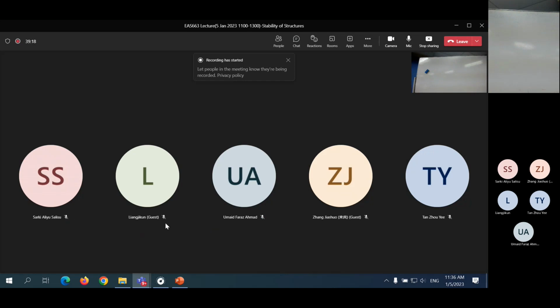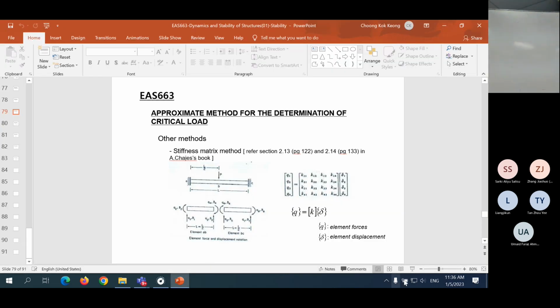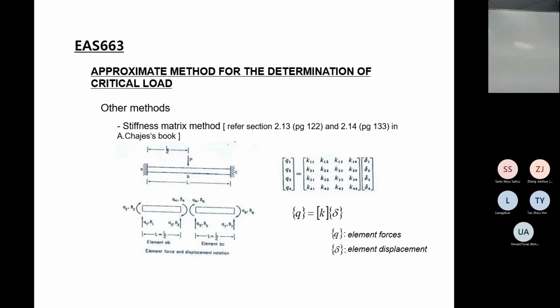Which is the matrix method. The matrix method is also an energy-based method. As we go along, you're going to see that it is similar to what is covered in EAS661. Some of the matrices that we use here are similar to the finite element method in EAS661, for those of you taking EAS661 now.